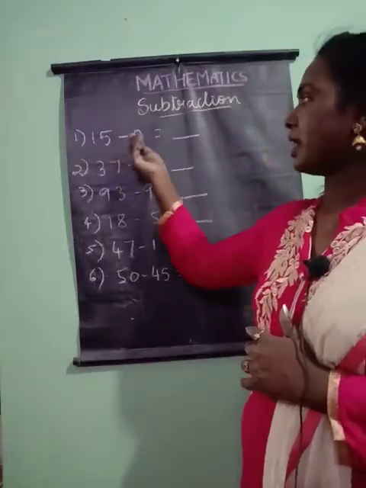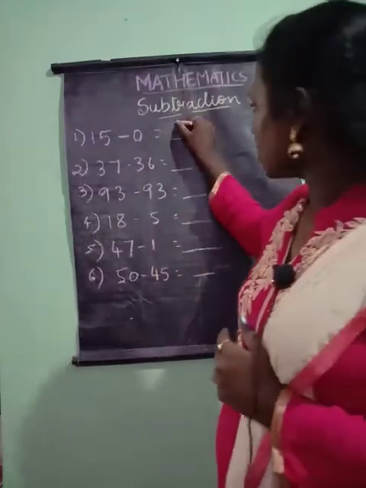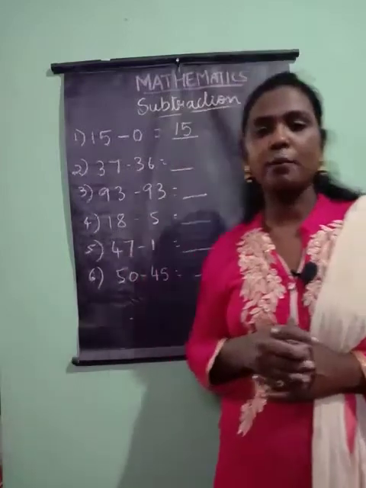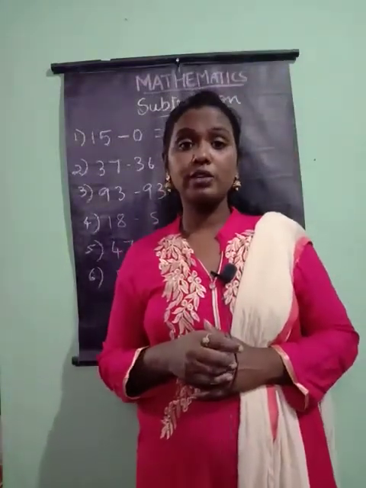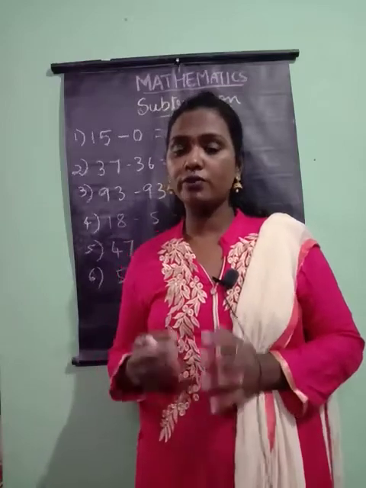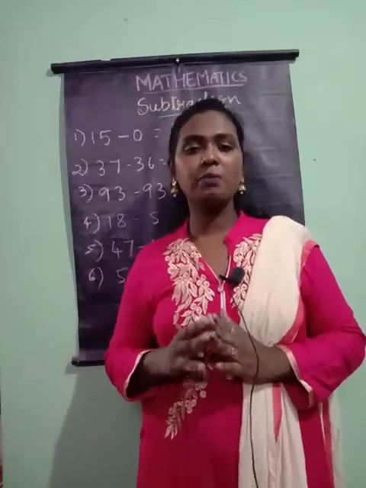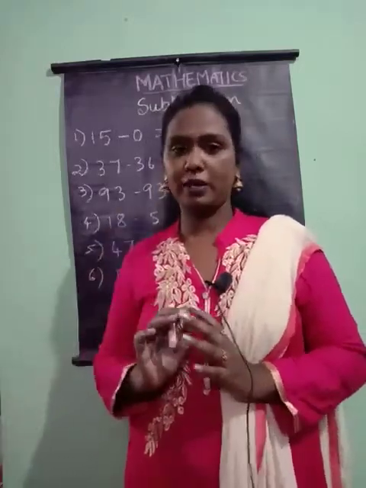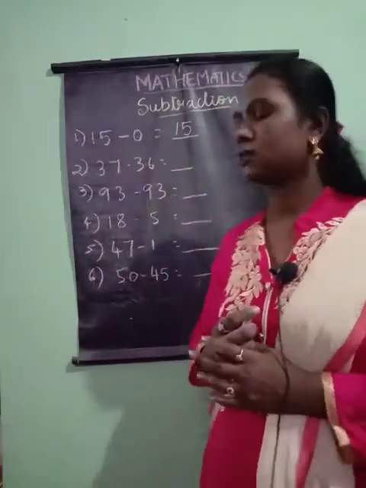So 15 minus 0 is how much? As always I said, if you add or subtract by 0, you will get the same number. So it is 15 itself. Okay, but 15 into 0 is 0. 15 divided by 0 is 0. But 15 plus 0 is 15. 15 minus 0 is also 15. Remember that.